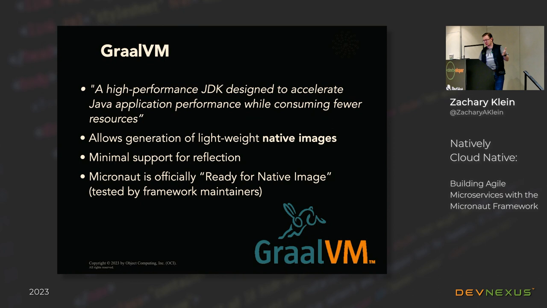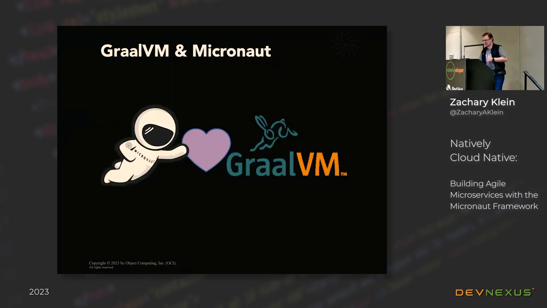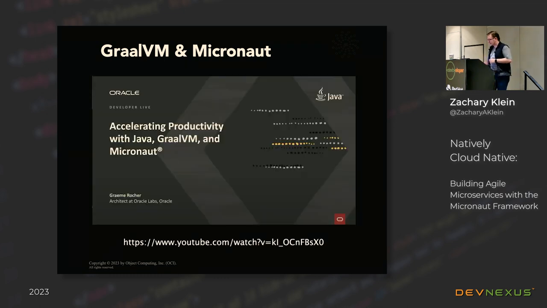And so Micronaut is officially ready for native images, and it was before GraalVM really got a lot of attention, because Micronaut was already moving away from reflection. GraalVM then provides an even higher performance option for the JVM, especially for frameworks like Micronaut that can avoid reflection. So GraalVM loves Micronaut. They go along really well together. And if I have time, my last demo does demonstrate using GraalVM. And if you want to learn a little bit more about some of the technical details of why Micronaut and GraalVM work so well together, this presentation by Graham Roche, who was formerly my colleague at OCI, and now works at Oracle Labs, goes into it a little bit in this webinar from the Oracle folks.